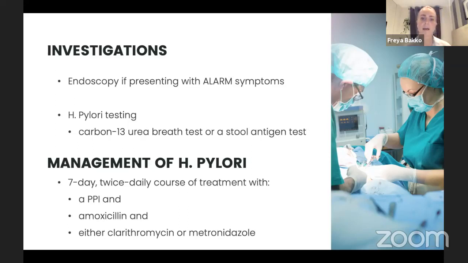H. pylori is managed quite simply. Sometimes it's managed without investigation with a trial of H. pylori eradication. This includes a 7-day course of a PPI, so lansoprazole or omeprazole, in addition to 2 antibiotics. This is amoxicillin and either clarithromycin or metronidazole. And in penicillin allergic patients, it will be clarithromycin and metronidazole. So patients are given a 7-day trial of H. pylori eradication, and if their symptoms haven't improved by then, they're referred for endoscopy.